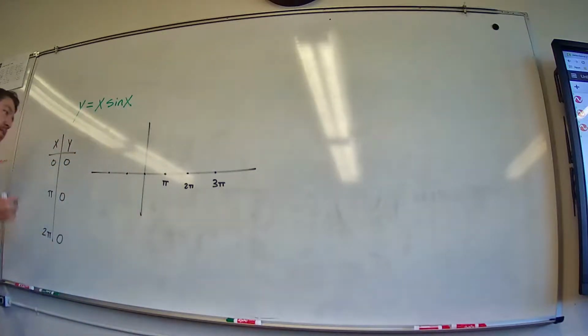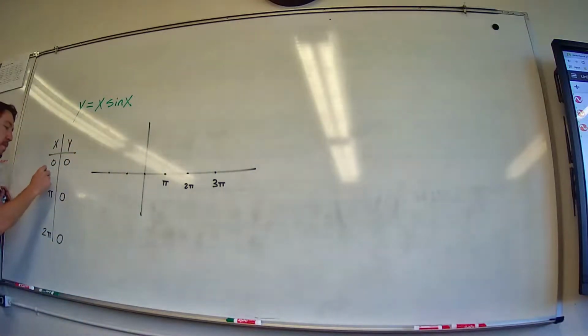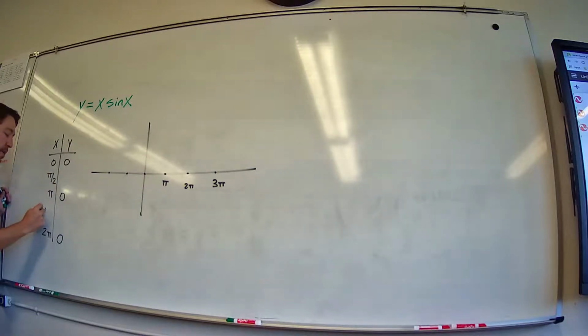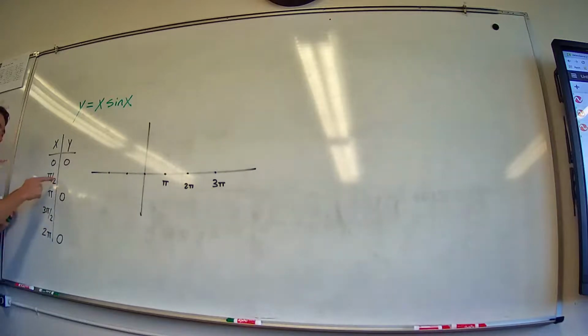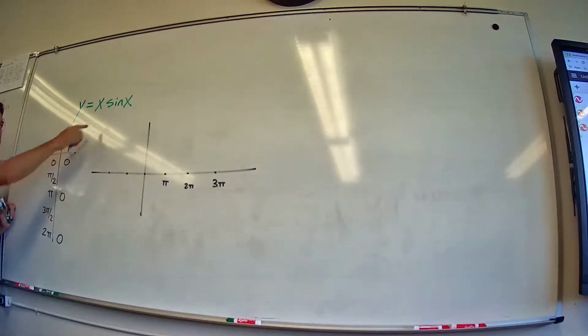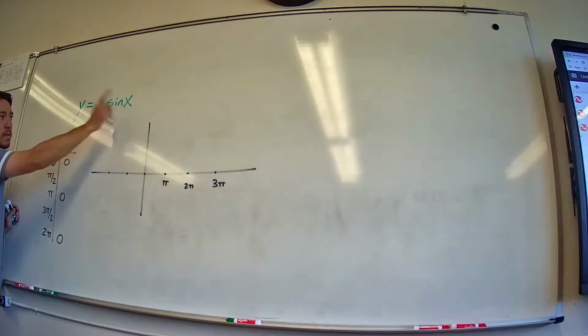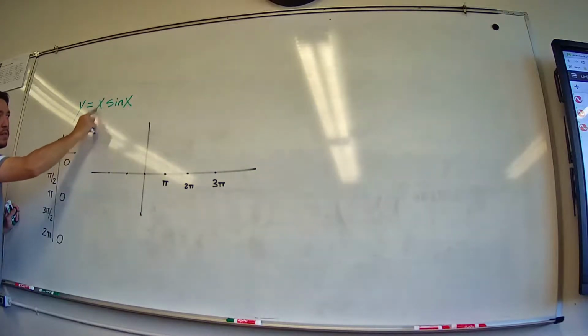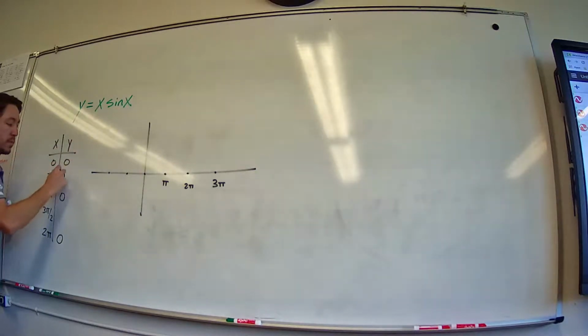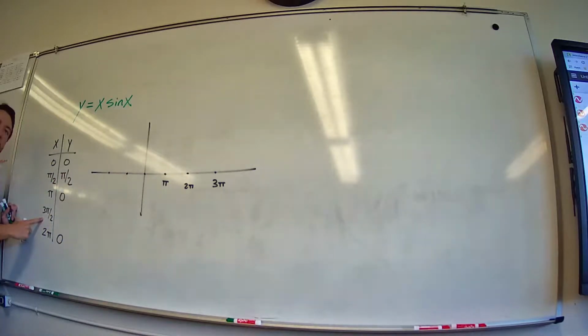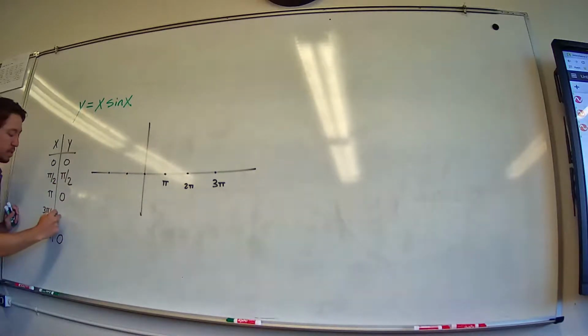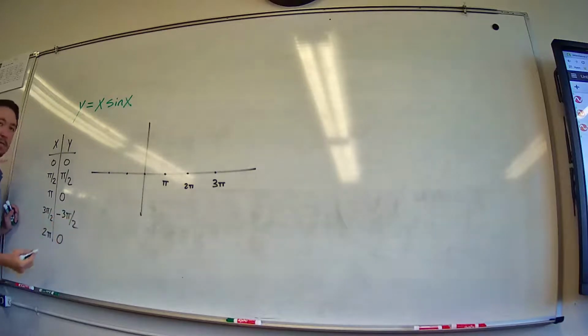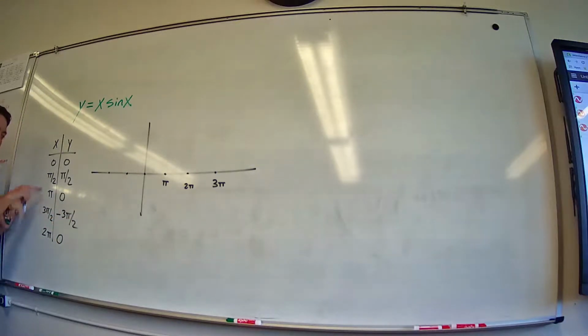Maybe? Yep. But then wait a second. What if I plug in pi over 2 and 3 pi over 2? If you plug in pi over 2, what's the sine of pi over 2? 1. So you'd have pi over 2 times 1, which is pi over 2. Plug in 3 pi over 2, you get negative 3 pi over 2. Now do you see how this x and the y value are the same size, and this x value and this y value are the same size?